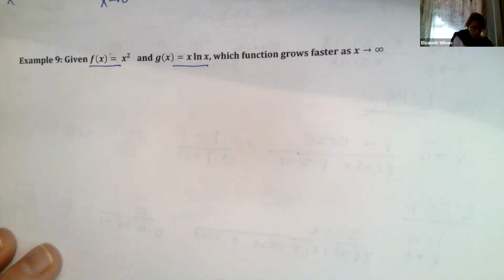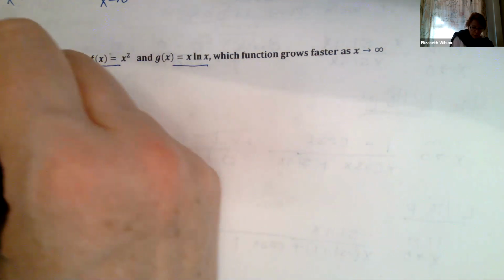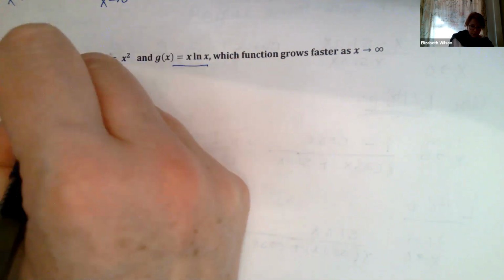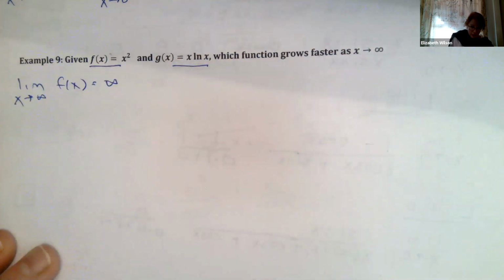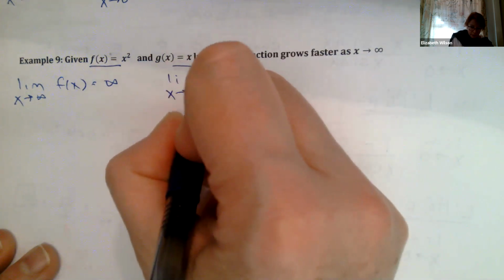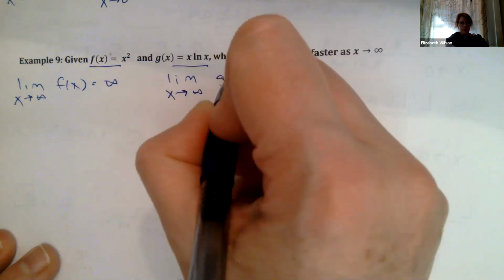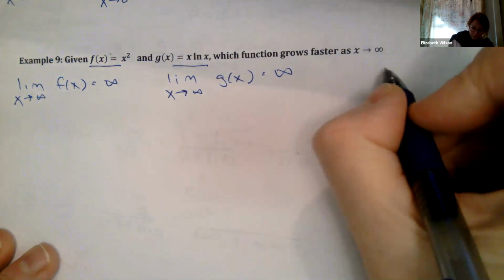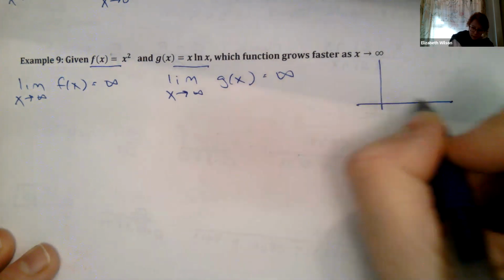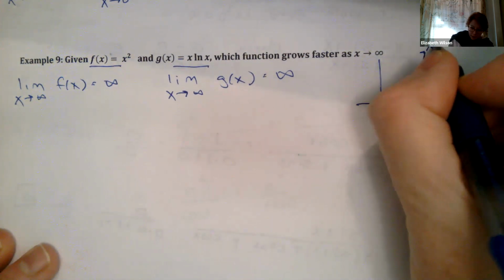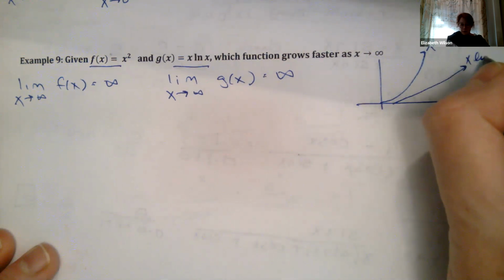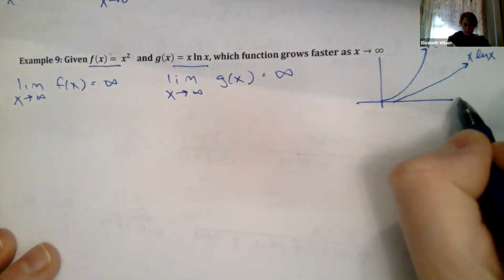So which function gets to infinity first is what we're trying to say. What we want to do is look at them individually. The limit as x goes to infinity of f of x is equal to infinity, and the limit as x goes to infinity of g of x is also equal to infinity. So they're both going to infinity. Here's my x squared, and here's my x ln of x. They're both going to infinity as x heads off to infinity.